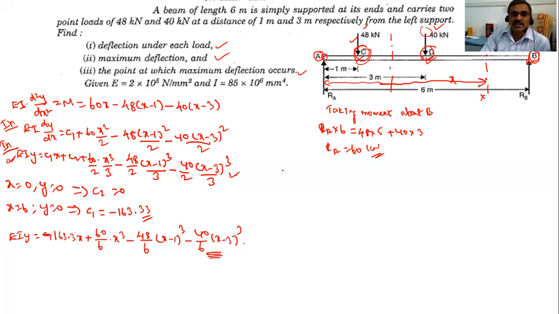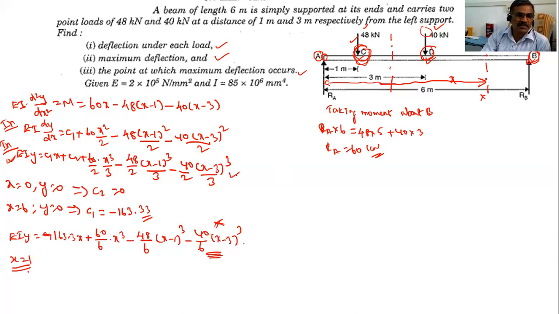The deflection at point C. Deflection at point C means what is the value of x? x is equal to 1 meter. That is the location of point C. So in this equation, without considering this term, you substitute x is equal to 1, and you will get the value of y.